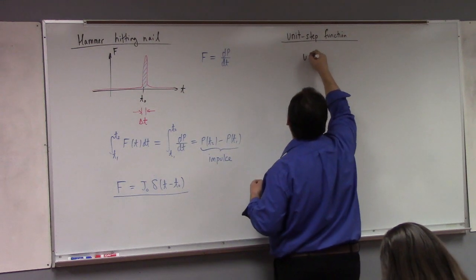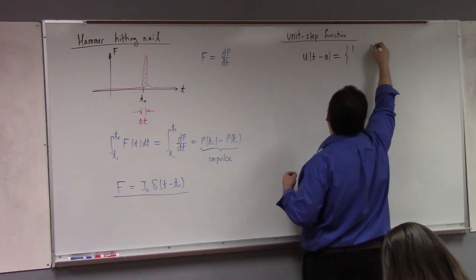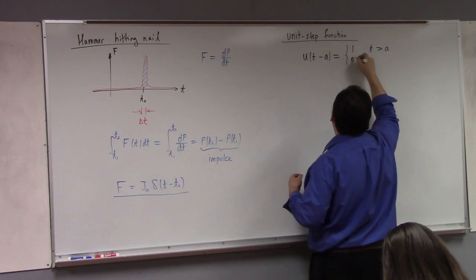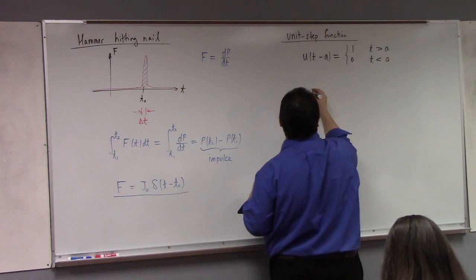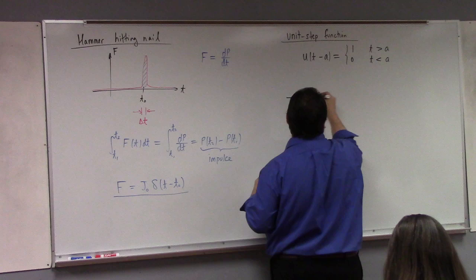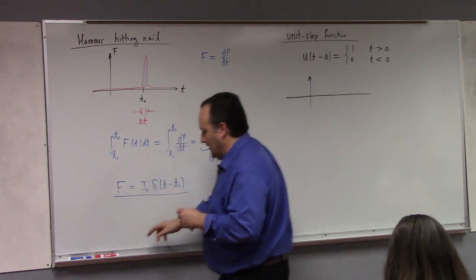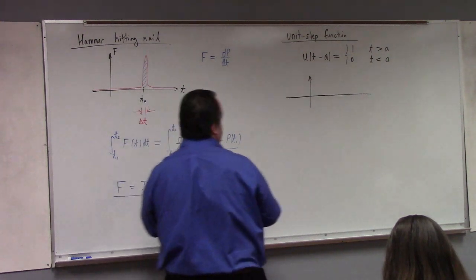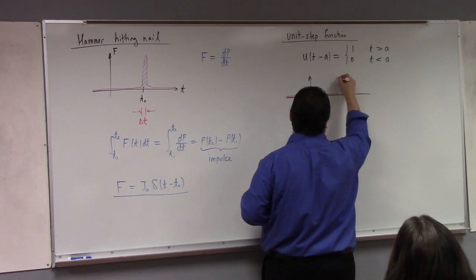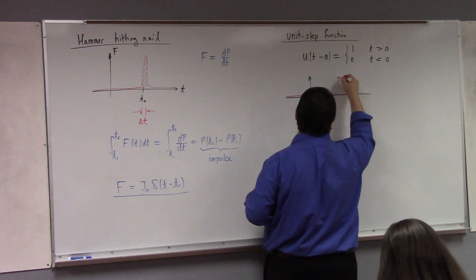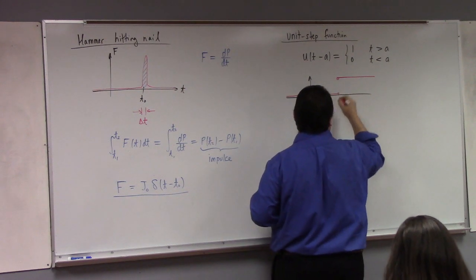So u of t minus a we defined last time, right? It was 1 if t is greater than a. It's 0 if t is less than a, right? And so that looks like it's just 0, right? And then it jumps to 1 immediately, right? And I'm leaving the definition at a up to you guys.